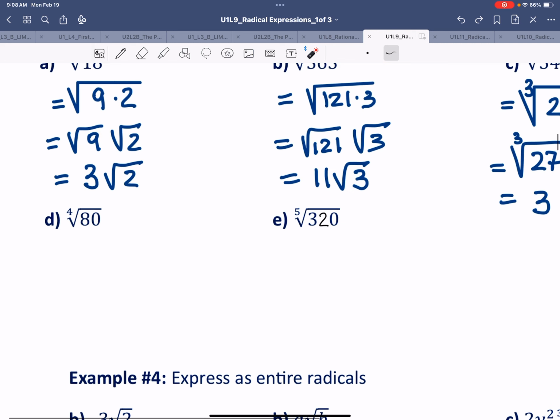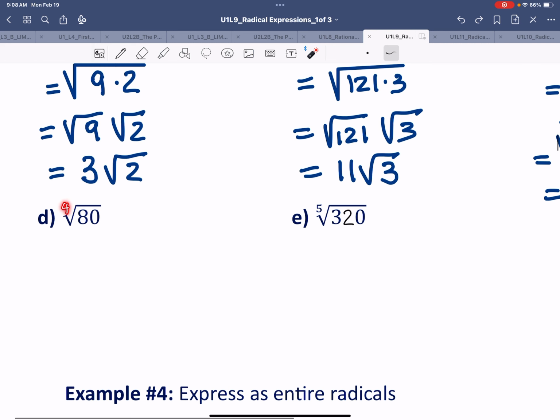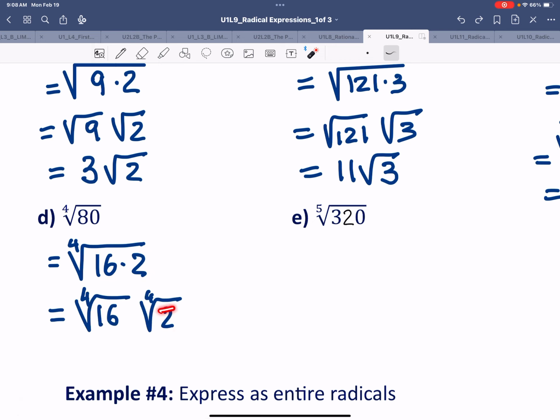Now, let's do one more example. Now we have index of 4, which means that we're looking for perfect powers of 4 to be the factors of 80. 2 to the 4 is 16. So 80 divided by 16 is 5, which means that we can write this as the fourth root of 16 times 5. I made a typo in here and I pre-wrote them, so we'll try to correct it. And that would be equal to fourth root of 16 and then fourth root of number 5. Now, fourth root of 16 is equal to 2, and this would be the fourth root of 5.